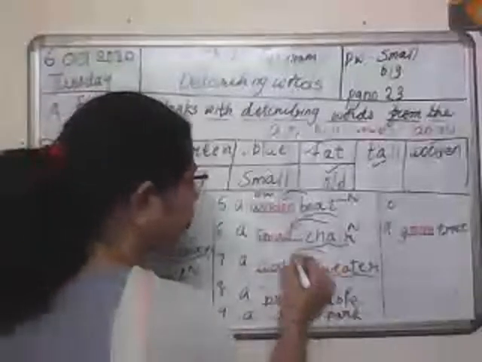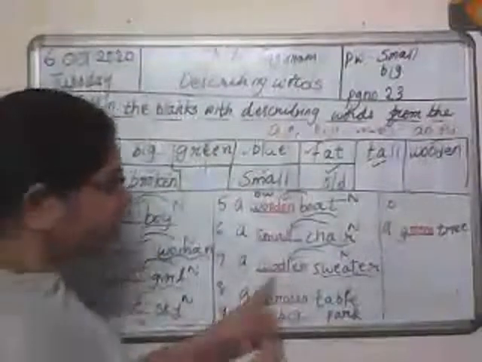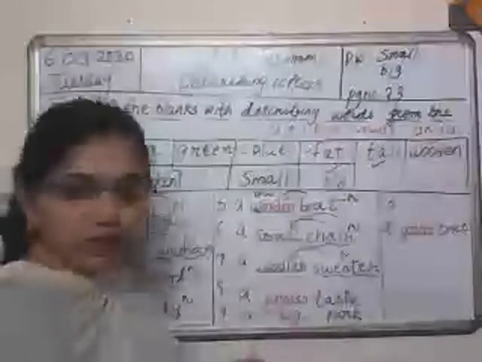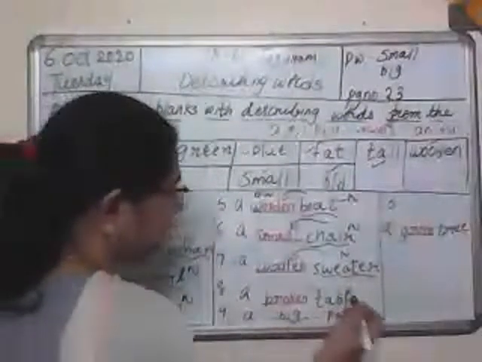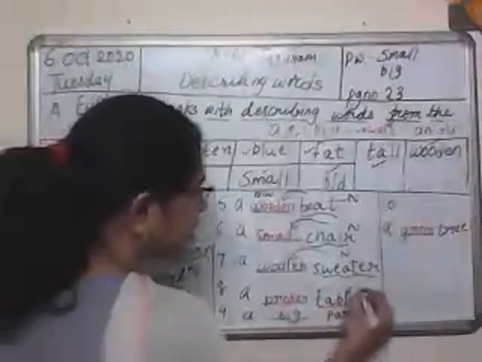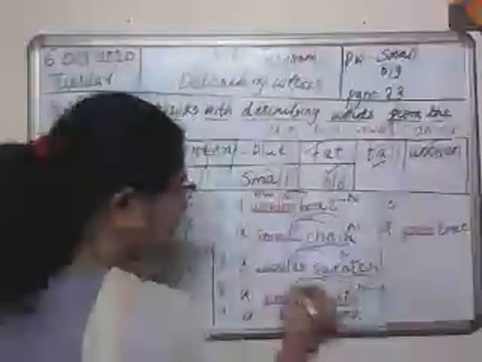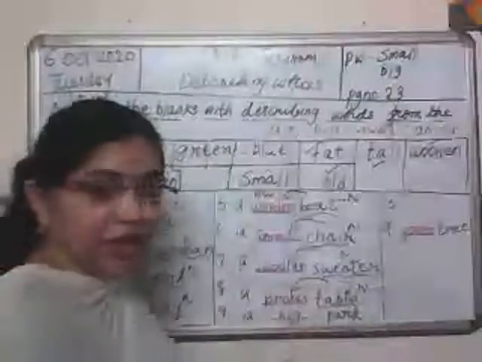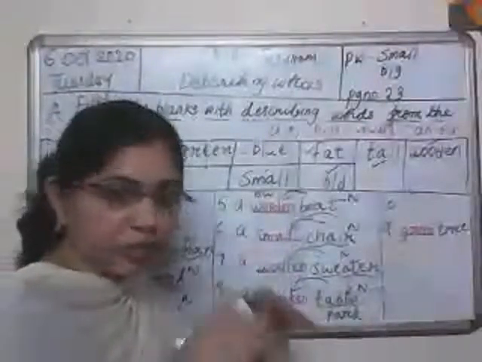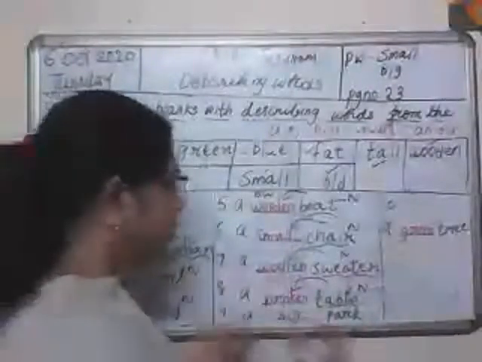Again a noun. Sweater is again a naming word. It is a noun. So I am saying woolen sweater. I am describing sweater as woolen. Woolen sweater. So this woolen is a describing word. And table. Table is again a noun. How am I describing the table? Broken. It is a broken table. So broken is again a describing word.